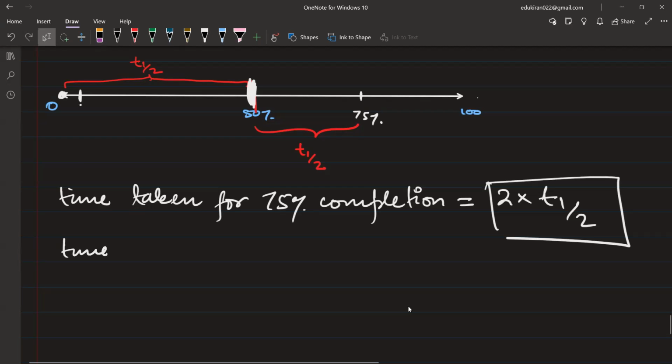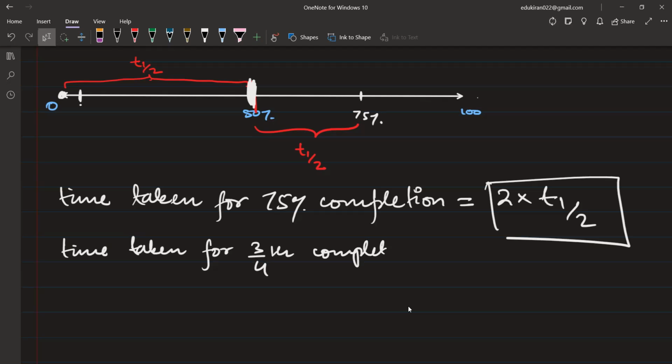This is the same thing if I write time taken for 3/4 completion. Same thing, 2 into the T half. All of you done? Yes or no? Please tell me, guys. Have you written it? Yes, sir. Done.